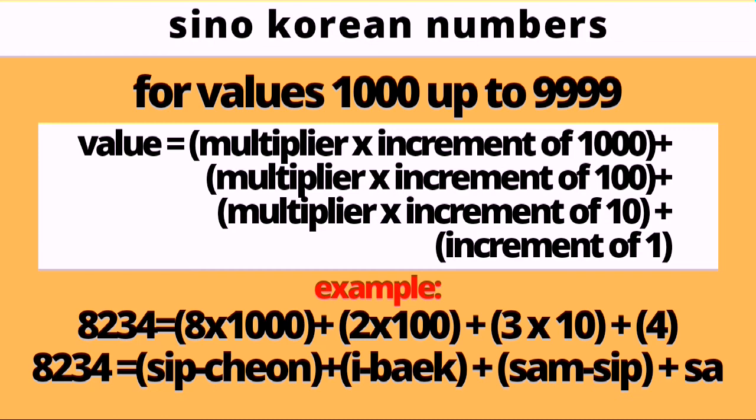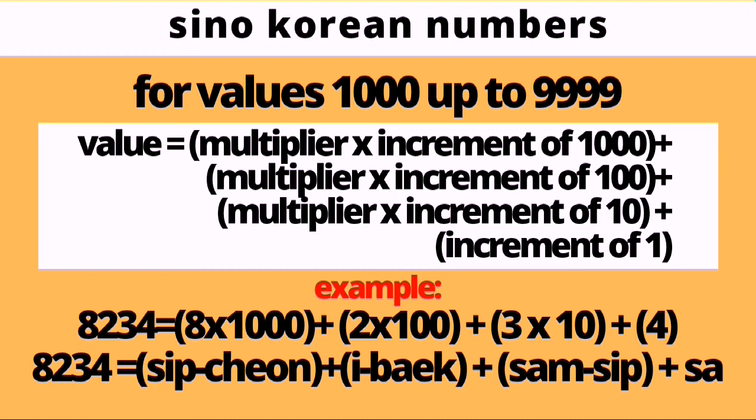The third part is the tens place, and that is samship. Sam is number 3 and ship is number 10. So, when we say samship, it's the same as saying 30 or 3 sets of 10. And the last part would be the ones place, which is 4, which you already know as sa.